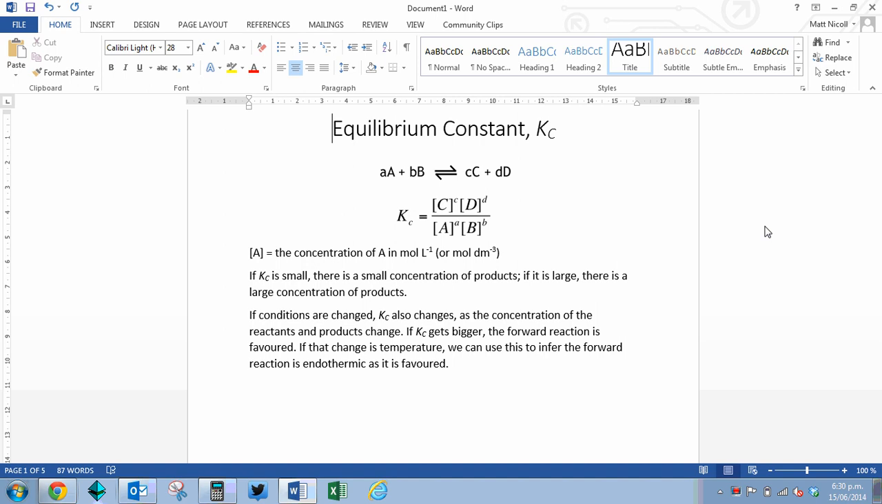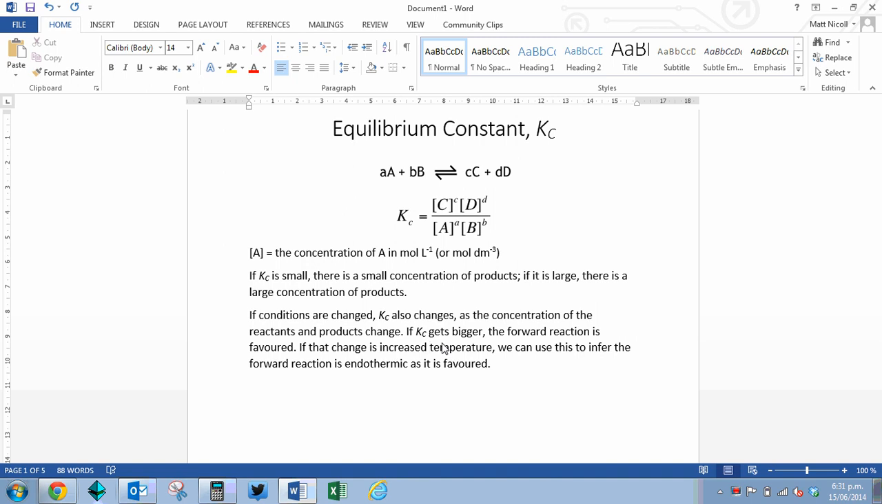One of the other things that's really useful about K values is that if we change one of the conditions and let Le Chatelier's principle come into play, then we're going to see the effect of changing that condition by how the K value changes, getting bigger or smaller. So if Kc gets bigger, it means that the forward reaction must have been favoured because the concentration of the products has gone up. So if I was, for example, to heat the system up, so I'm sorry, I've only said if that changes temperature.